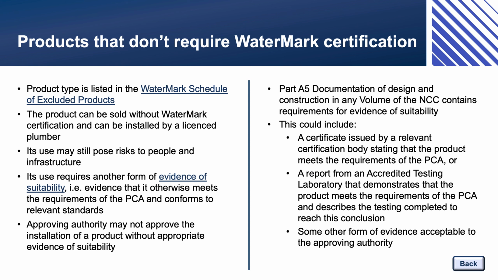Part A5, Documentation of Design and Construction in any volume of the NCC, contains requirements for evidence of suitability. This could include a certificate issued by a relevant certification body stating that the product meets the requirements of the PCA, or a report from an accredited testing laboratory that demonstrates that the product meets the requirements of the PCA and describes the testing completed to reach this conclusion, or some other form of evidence acceptable to the approving authority.